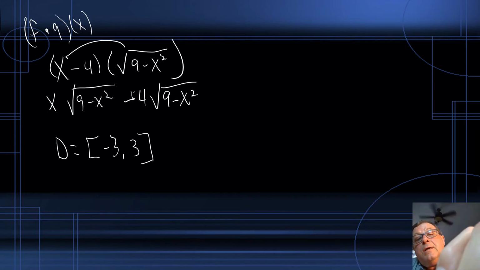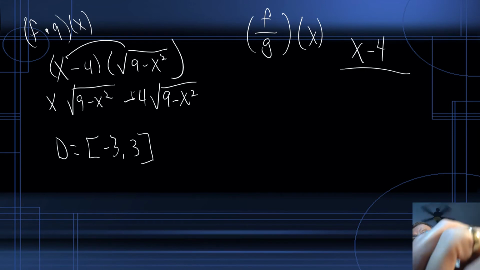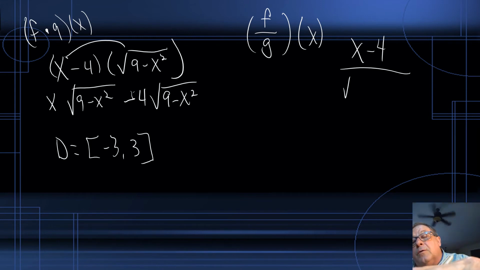And then lastly, we're going to divide. So we got f of x divided by g of x. Well, we got f of x is x minus 4, and g of x is the square root of 9 minus x squared. And I have a question for you. Is there anything that we didn't see any change in the domain in the first 3 operations? But what about this time?